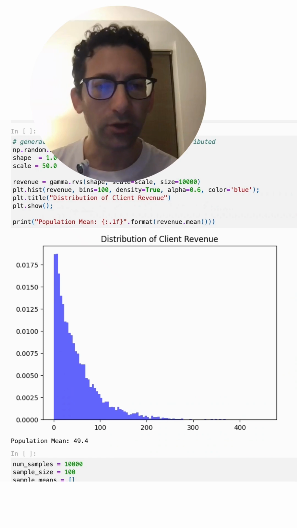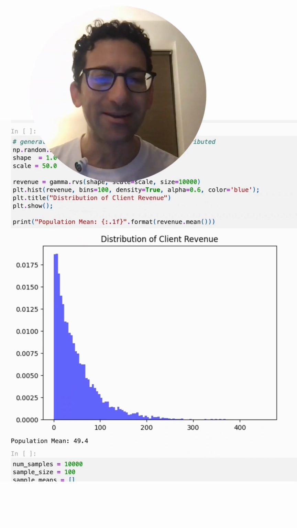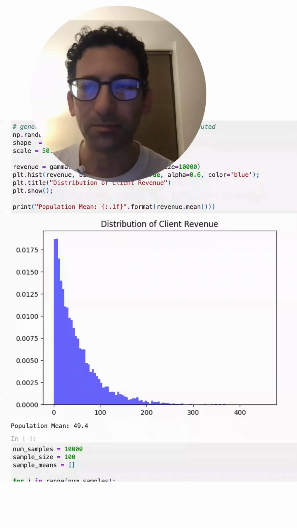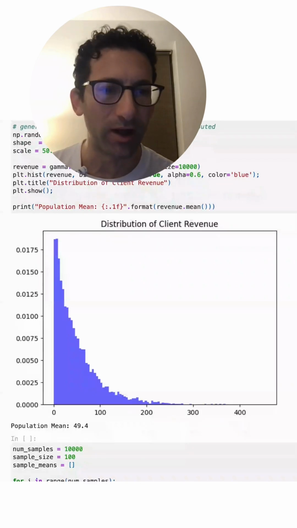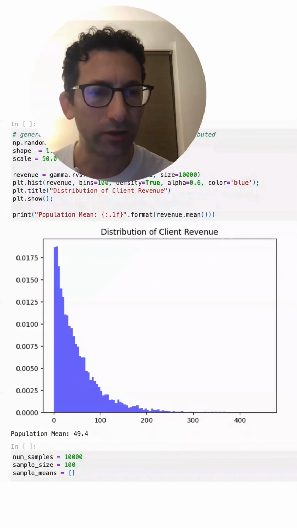So now if we look at the code, you can see that I generated data that is clearly not a normal distribution. Specifically, it's client revenue that is coming from the gamma distribution. But if you notice, the population mean is 49.4. Keep that in mind for later. And in this generated data, there are 10,000 users.